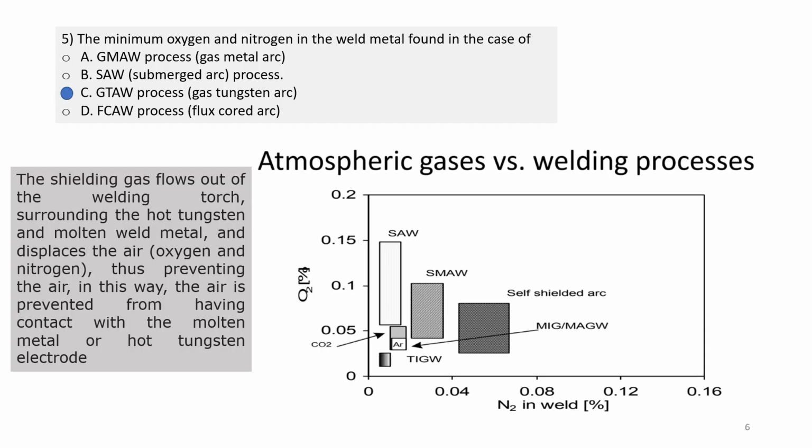Fifth question is: the minimum oxygen and nitrogen in the weld metal is found in the case of? Your options are amongst these; from this graph also you can see TIG welding, which is tungsten inert gas welding, or gas tungsten arc welding. This is the one which will have the least amount of both oxygen and nitrogen. Concentration is the least here, so this will be the correct answer.